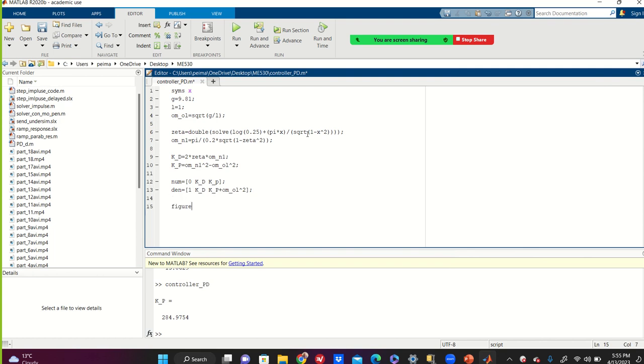So then I'm going to say figure 1, step of num and den. Bear with me, okay? So if I do this, guys, let me debug it first. Oh, the P is lowercase.